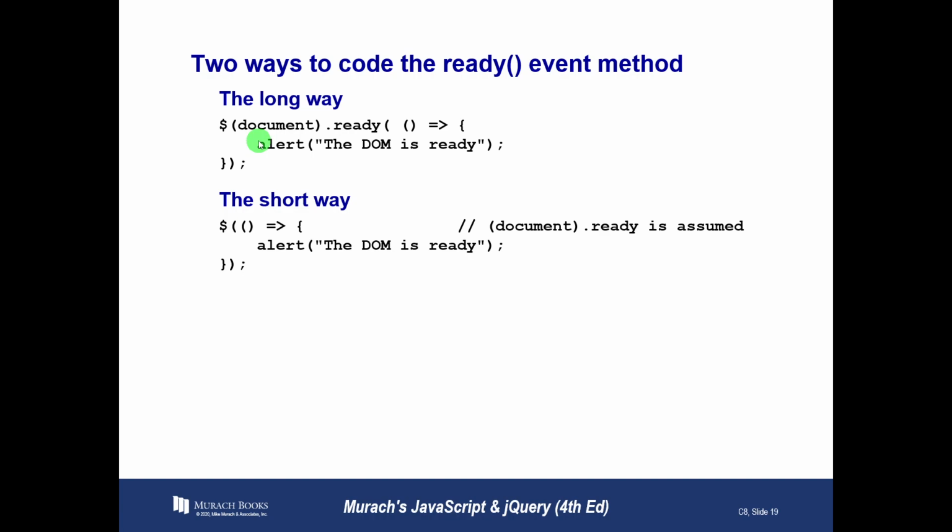There's even a shorter way in jQuery, and that's leaving out the word document. So we end up with this. Double open parentheses, a close parenthesis, the arrow function, and then our alert. And then down at the bottom, the end of our code block and the final close parenthesis. So anything we write in here, it's exactly the same thing as document.ready. We don't even have to write the word document. It just shortens it, makes it short and easy to read.